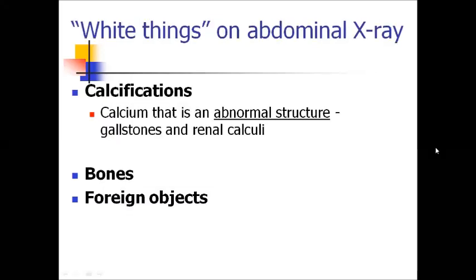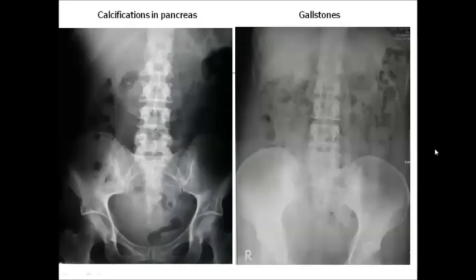What can be found on abdominal X-ray in white, bright colors? First of all, it's calcification. Usually these are abnormal structures, gallstones and renal calculi or calcification in pancreas, bones, normal structures, and foreign objects which are, of course, also abnormal. These are examples of calcification, presence of calcification in pancreas and in gallbladder.